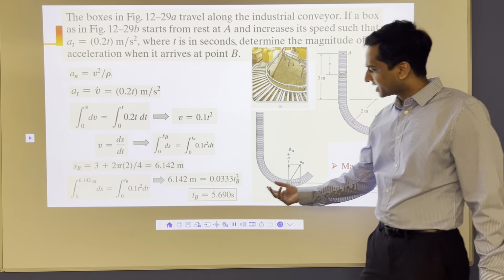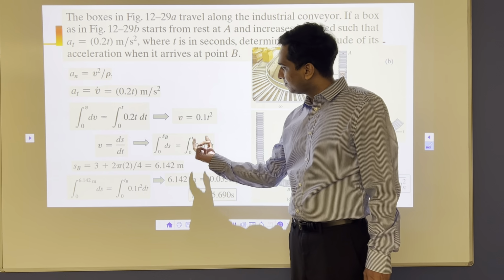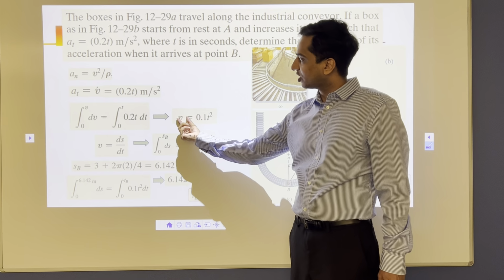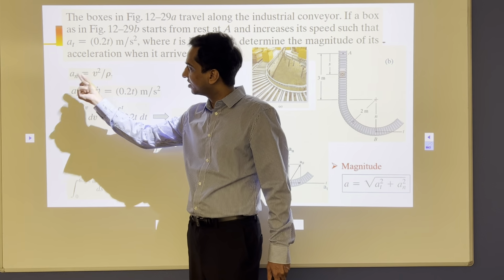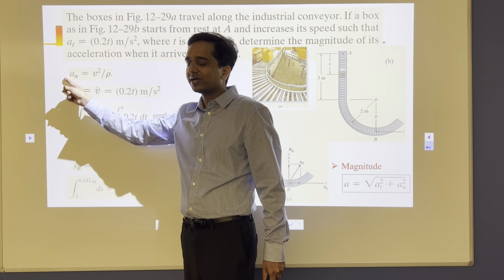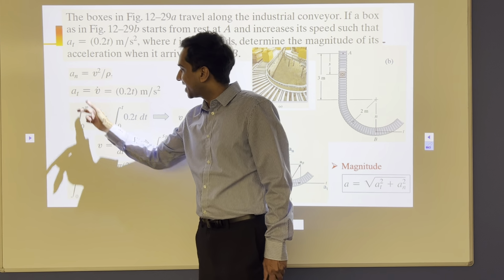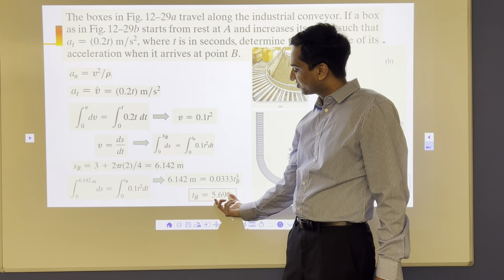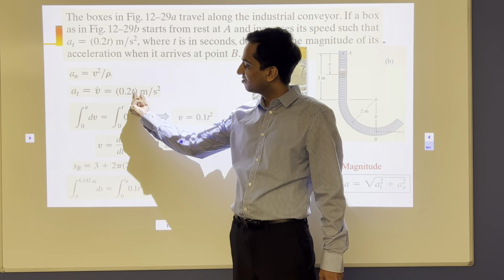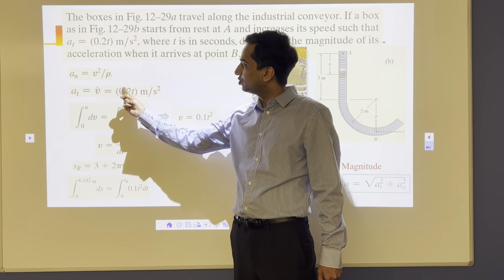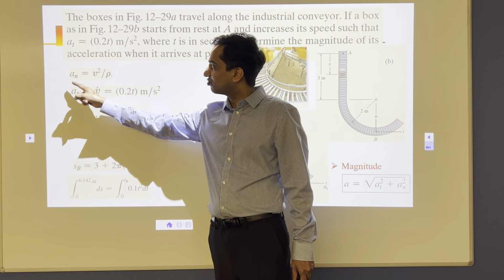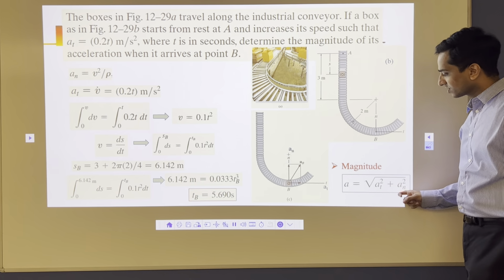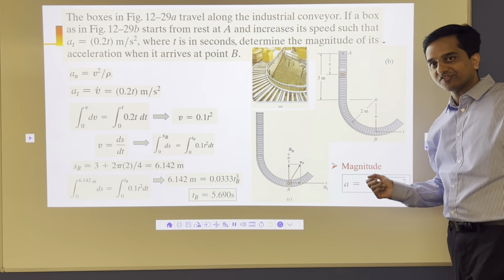Now once you have the time, you can put it here, you will get velocity. Once you have that velocity, you can put it here, you will get the value for an. It's very simple. And then once you have that time, 5.69, you can take it here, 5.69 into 0.2, you will get at. Once you have the values for an and at, you can put those values here, then you will get the value for a, and you can solve the problem.